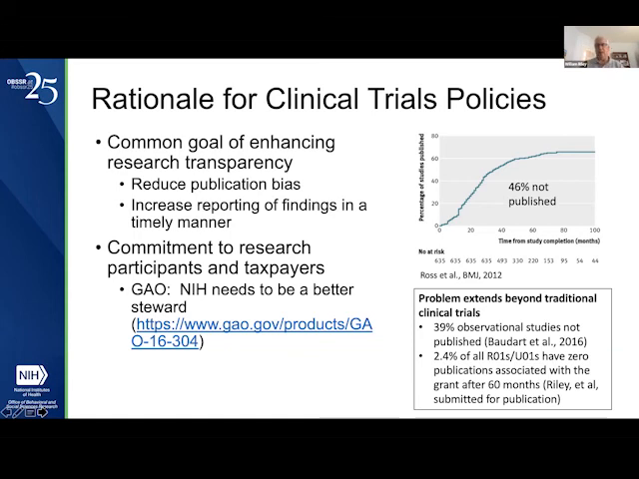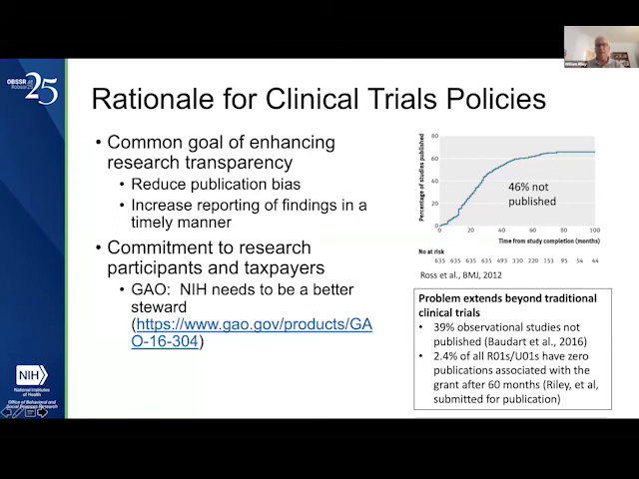That problem extends beyond clinical trials, the typical clinical trial of safety and efficacy. About 39% of observational studies fail to get published. And in probably the lowest bar we could set, looking at some internal studies that we did that are submitted now for publication, looking at all the R01s and U01s that the NIH funds and just asking simply, is there a publication in PubMed Central associated with that grant? There's still about 2.5% of those grants that don't have a single publication associated with them in any way, shape, or form.